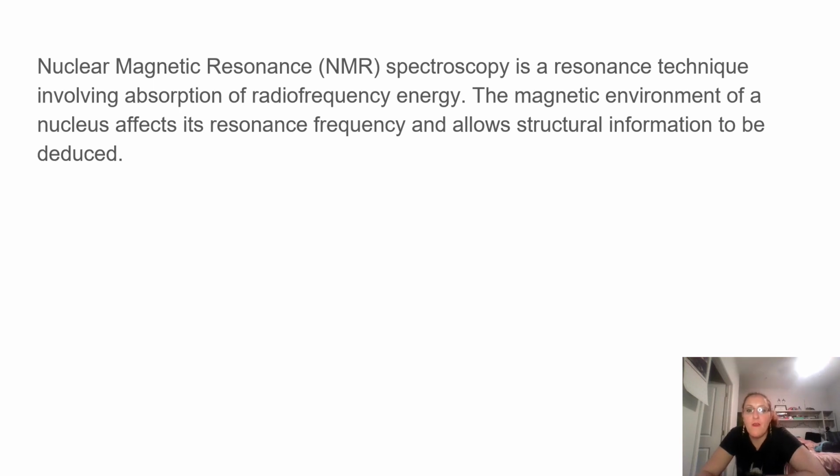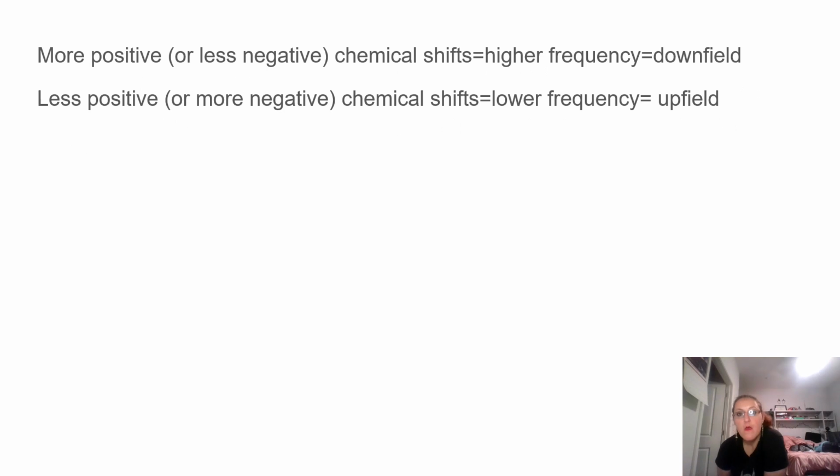Nuclear magnetic resonance (NMR) spectroscopy is a resonance technique involving absorption of radio frequency energy. The magnetic environment of a nucleus affects its resonance frequency and allows structural information to be deduced. More positive or less negative chemical shifts equals higher frequency, which equals downfield. Less positive or more negative chemical shifts equals lower frequency, upfield.